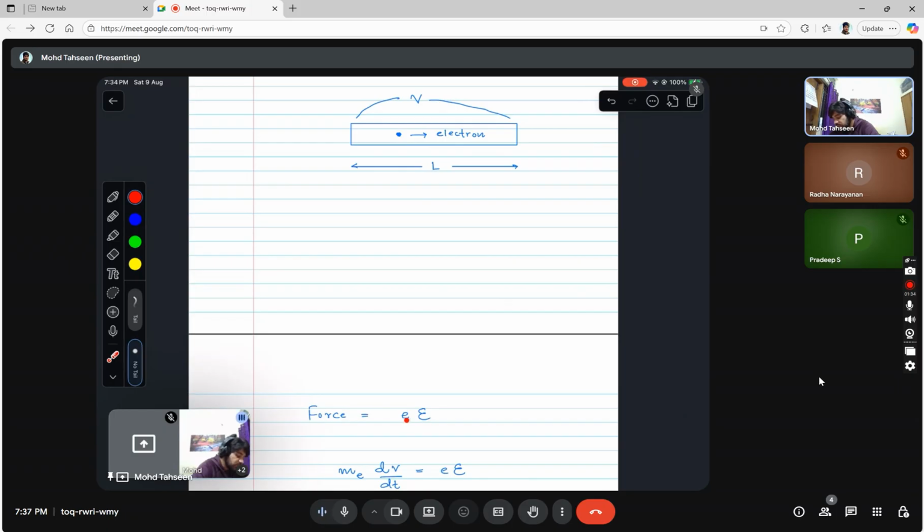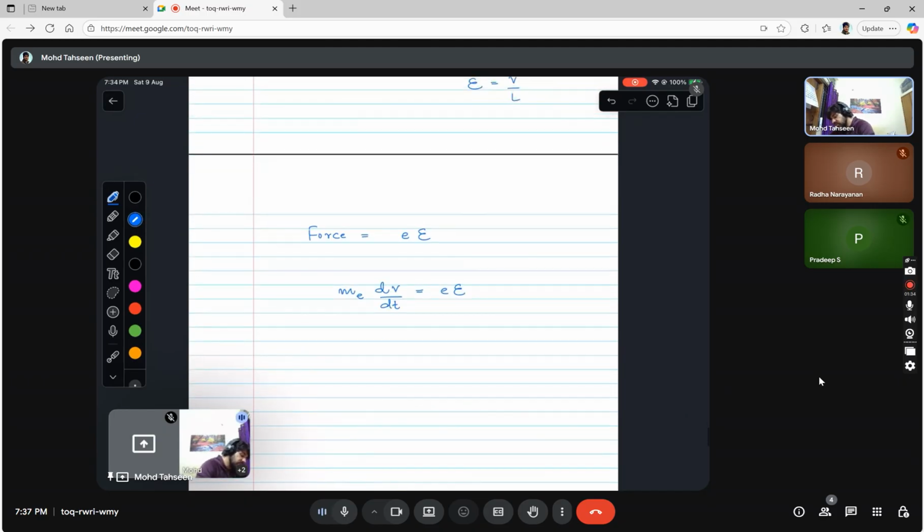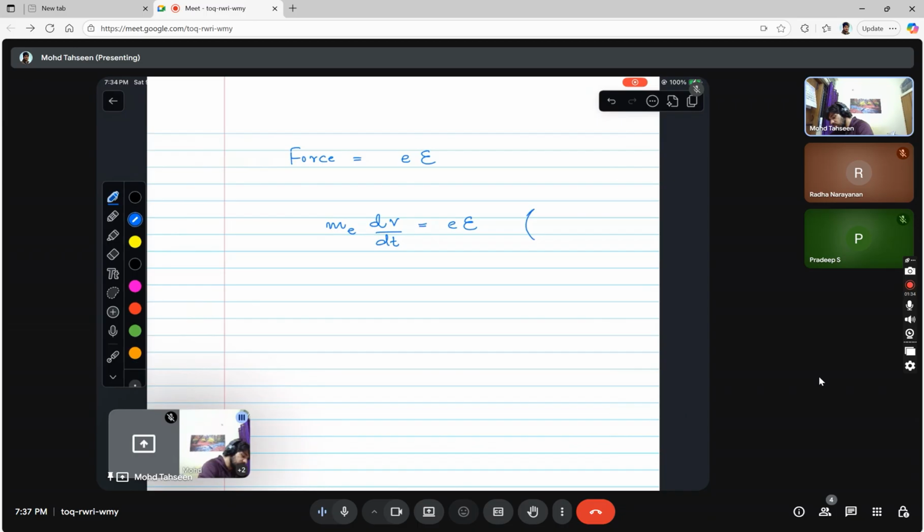The charge of the electron is represented by small e, the field strength is represented by capital E, and this field would be equal to V by L. Then we just write Newton's law. This is Newton's second law, which gives the definition for acceleration. It says that the total force applied on the electron is equal to mass times its acceleration.